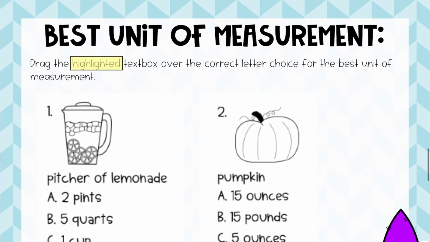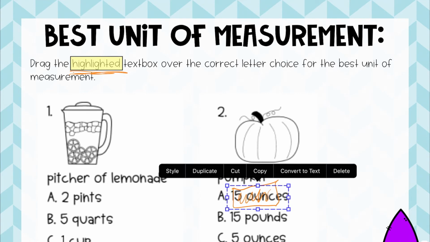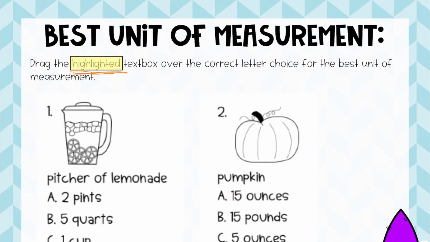So I want you to go ahead and try to pick the best units to measure with for all of these 1 through 6. So you have the picture of lemonade, a pumpkin, other objects that I want you to go ahead and figure out what the best measurement is. You're going to have highlighted pieces. You're supposed to drag these and put them over whatever you think the correct answer is. So make sure you're doing that so I know what answer you're picking.